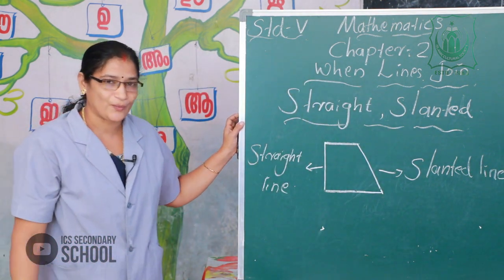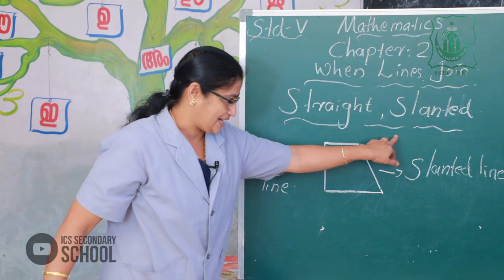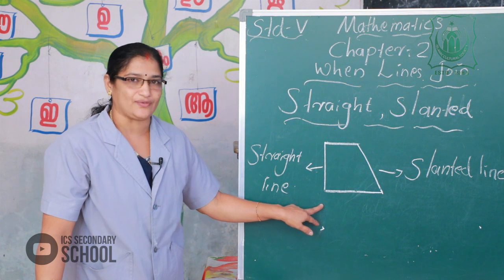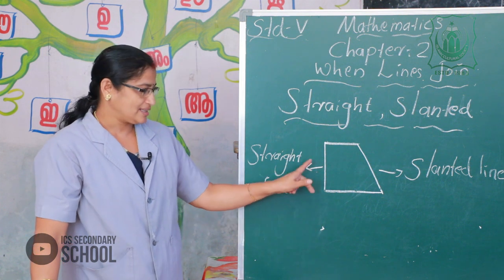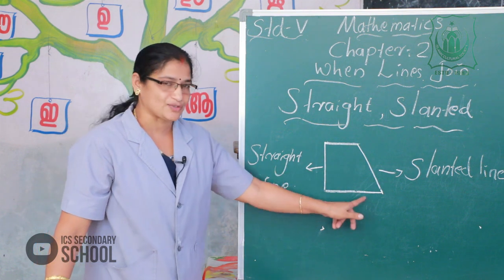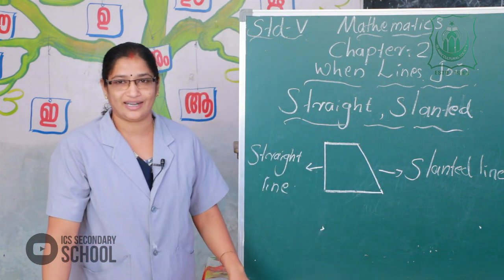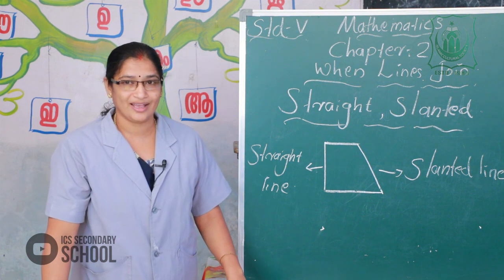Any doubt? Lines: straight line and slanted line. This is a geometrical figure with 4 sides. The left line is a straight line and the right line of this figure is a slanted line. Got it? Any doubt? Okay.